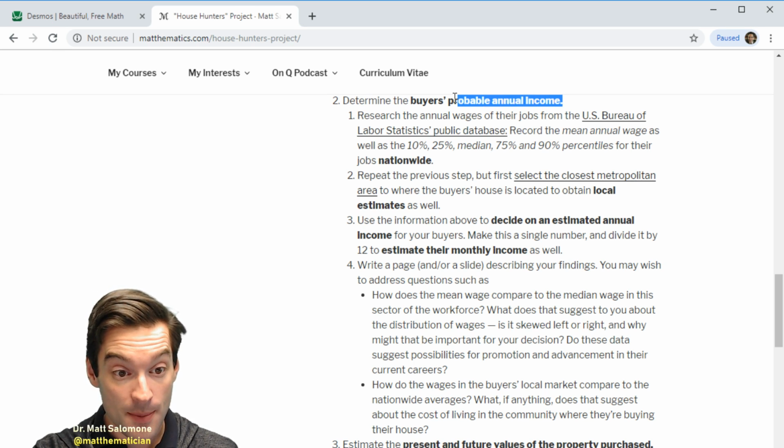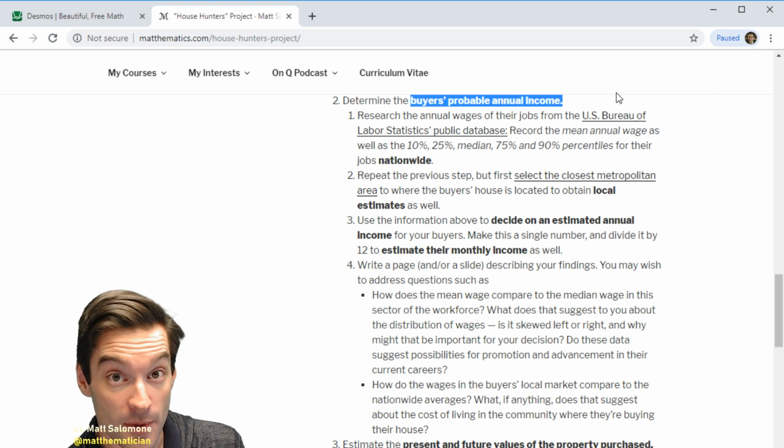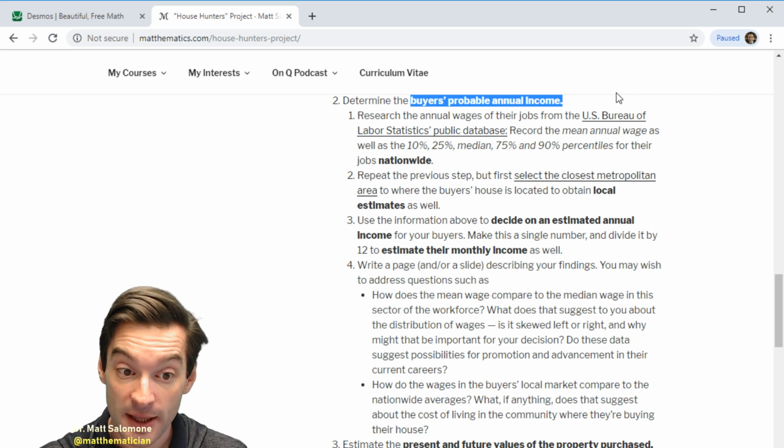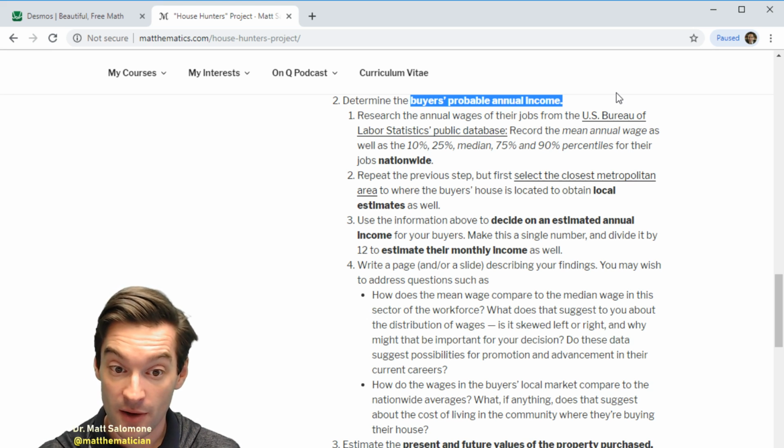So step 2 for the buyers is to figure out between the two of them, if it is a couple that you're looking at in your episode, what do you expect their annual income is going to look like? How much money before taxes, so gross income, do we think that they're going to be making in their jobs per year? So to figure this out, it's an opportunity to do a little bit of research.